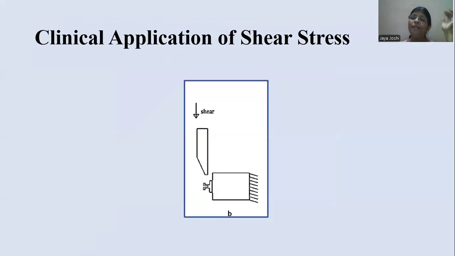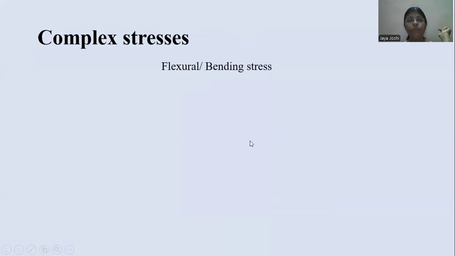Then the shear stress. Here you can see a bracket which has been bonded on the tooth structure. If you want to debond the bracket and you're pulling that bracket, and the material's tensile strength is good, the bracket will not debond easily. But if you are applying parallel forces, that is, shear type of forces, and the shear strength of the cement is less, then the bracket can get easily debonded.